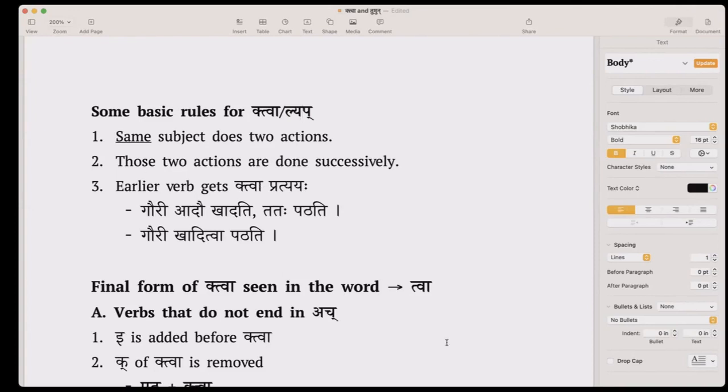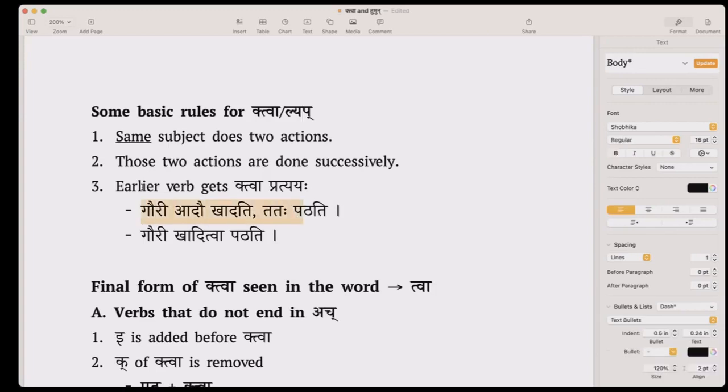Okay. The same subject, a karta, does two actions. He does one action after the other. These two actions are done successively. Let's say Sita pathati and then Sita khadati. The example I've taken here is opposite. So Gauri adau khadati, so she first eats and then she reads. Tataha, after that, she studies.